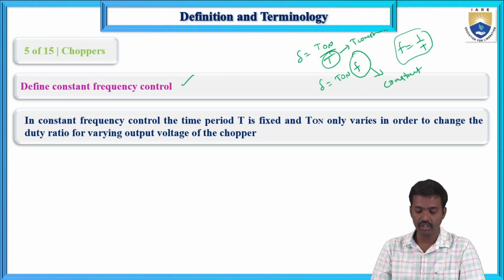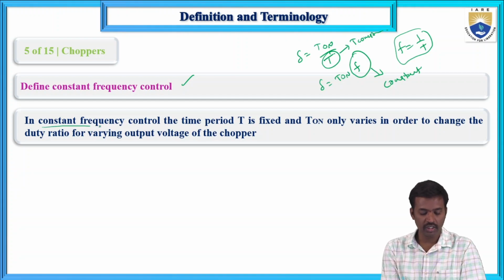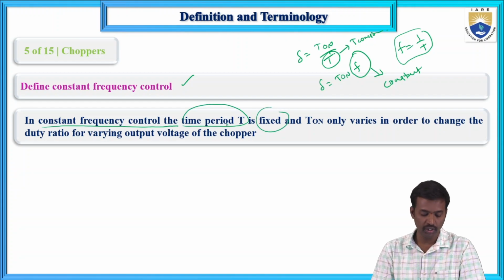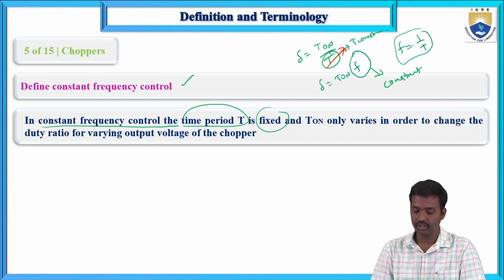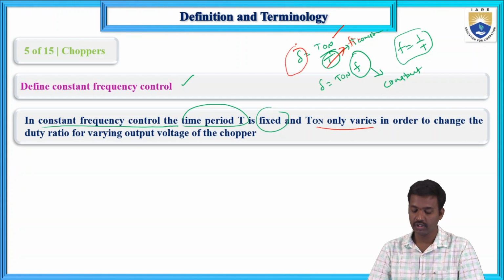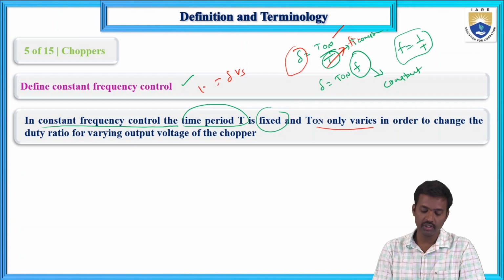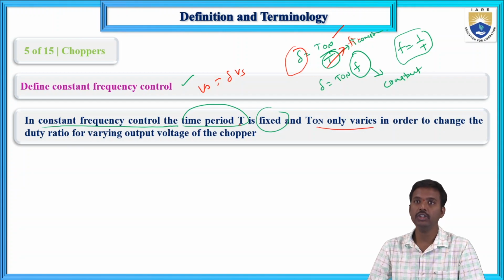T should be constant. Here in the constant frequency control, the time period is fixed. This should be a fixed value, and T on changes. T on changes means the duty cycle changes. With Vs as the supply and the output voltage shown here, the duty cycle is changed in order to vary the output voltage of the chopper.